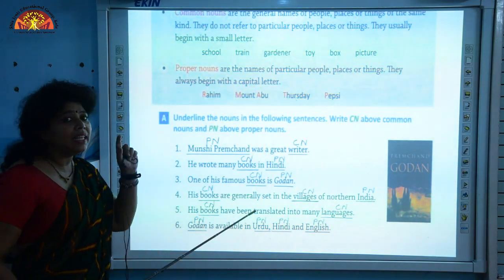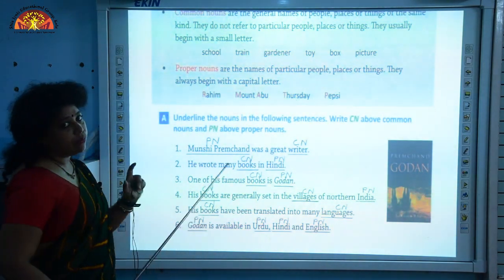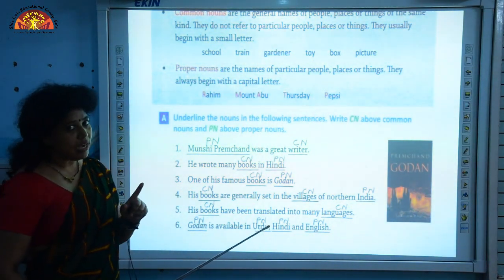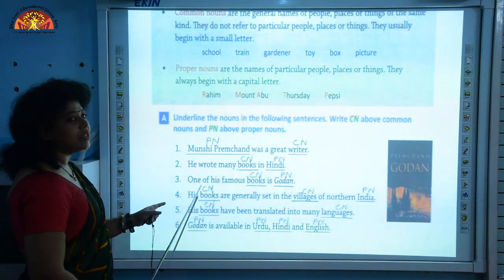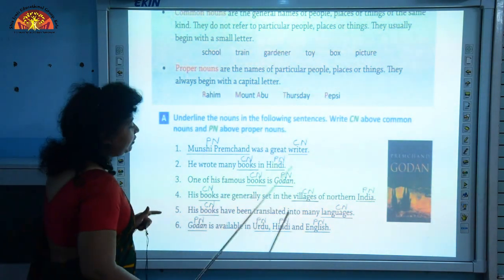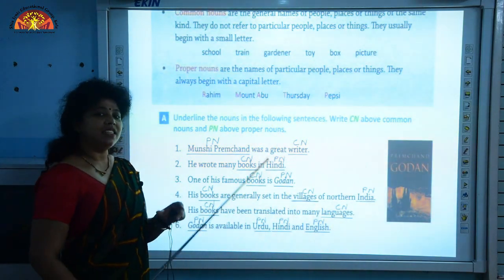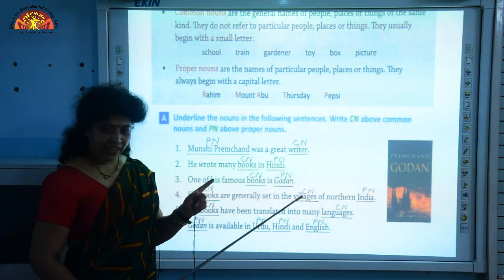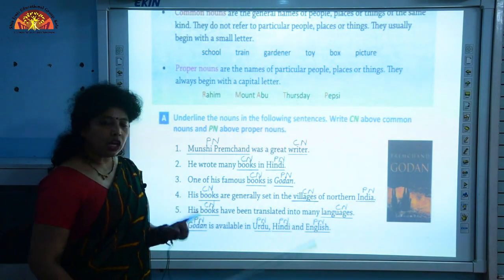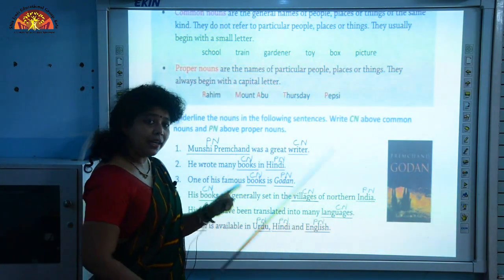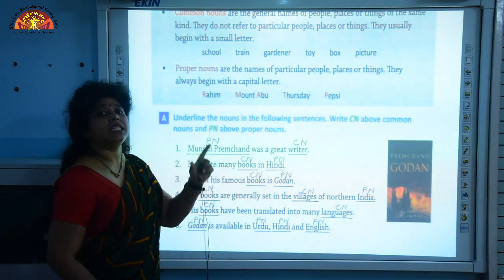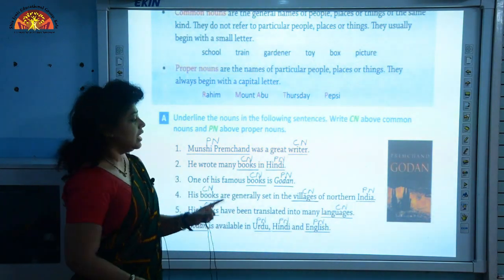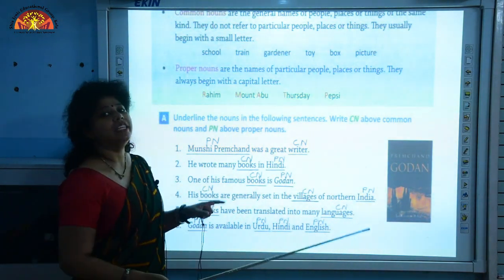Now, let us identify the kind of nouns. Books is the general name of things, and it begins with a small letter B. So, we can say books is a common noun. Let us come to villages. Villages, again it is the general name of places, and it begins with a small letter V. So, hence we can say it is a common noun. Now, let us come to India. Here it is specifying a particular country, India, and it is beginning with a capital letter I. So, hence we can say that India is a proper noun.